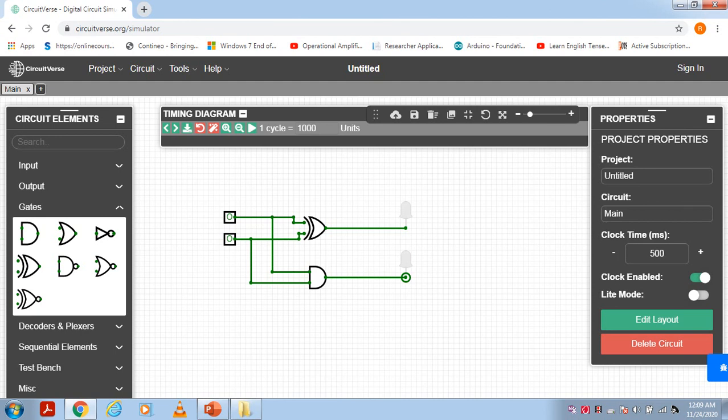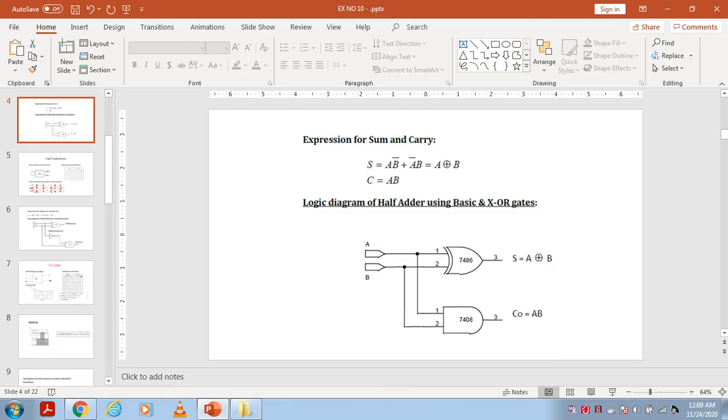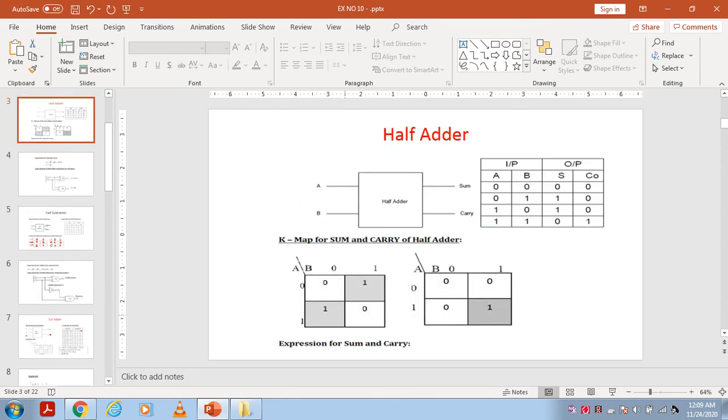Now I'm going to verify the truth table. What is the truth table of the half adder circuit? 0 0 input, sum is 0 and carry is 0. 0 1 input, sum is 1, carry is 0. 1 0 input, sum is 1 and carry is 0. 1 1 input, sum is 0 and carry is 1. So this is the truth table I'm going to verify.